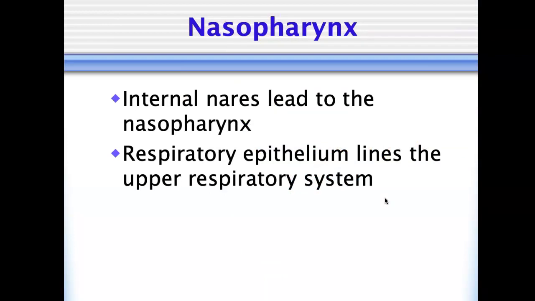Okay, let's go to the nasopharynx. Pharynx, remember, is that tube that is shared, but we're going to call it 3 different things. Nasopharynx is when it is in the region closer to the nose. So let's think of this. Internal nares lead to the nasopharynx. You're breathing in through the nose, and that air is going to hit that region of the pharynx. What region? The nasal, because that's what's behind the nose.